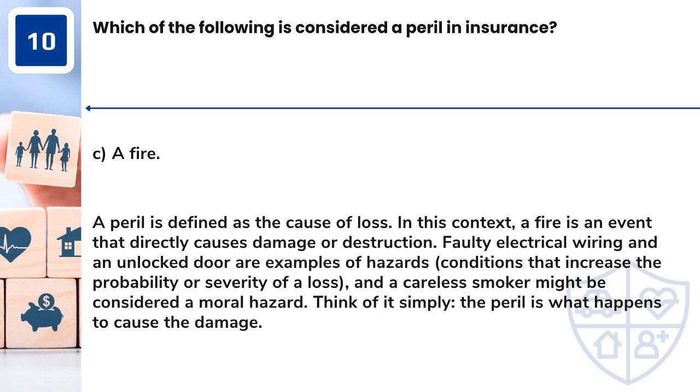Answer: C. A fire. A peril is defined as the cause of loss. In this context, a fire is an event that directly causes damage or destruction. Faulty electrical wiring and an unlocked door are examples of hazards, conditions that increase the probability or severity of a loss, and a careless smoker might be considered a moral hazard. Think of it simply: the peril is what happens to cause the damage.